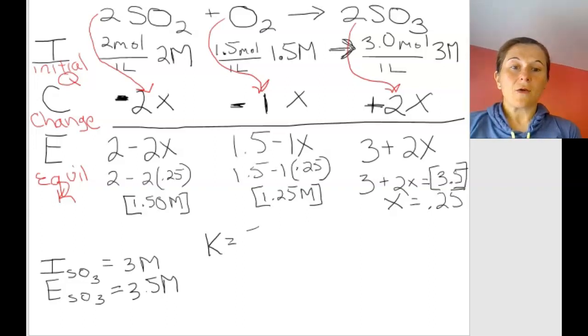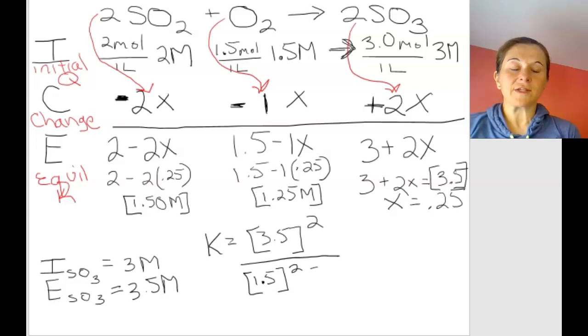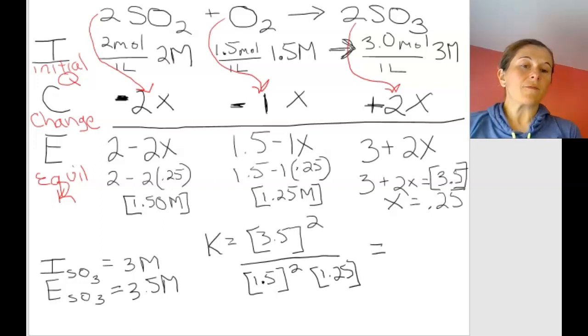So K, we are going to put 3.5. Got to have our coefficient there as the exponent. That's a 1.5. Coefficient is the exponent. This guy, no exponent because his coefficient is 1. And there we go. So we can solve for K, and that is going to be 4.36. No units. All right.